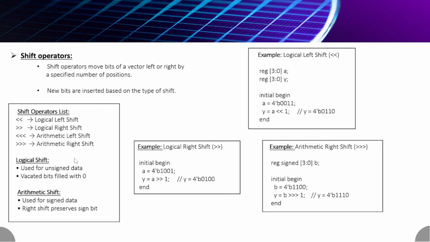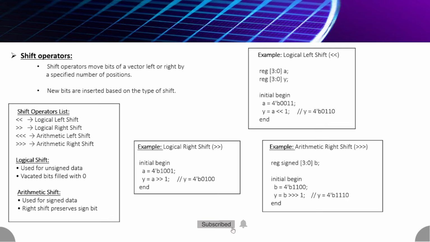Let's start with logical shift operations. Logical shifts are mainly used for unsigned data. In a logical left shift, bits move to the left and the vacated right bits are filled with 0. For example, if A equals 4'b0011 and we perform A left shift 1, the result becomes 4'b0110.